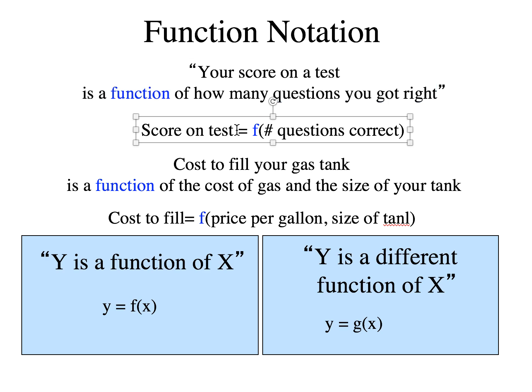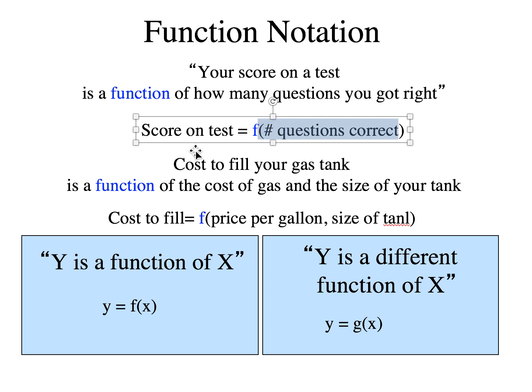The way we would write that using function notation is like this. Your score on a test is, that's what the equal sign means, the same thing as a function of, that's f of, the number of questions you got right. So in this case, you would plug in the number of questions you got right, and the function would spit out your score.